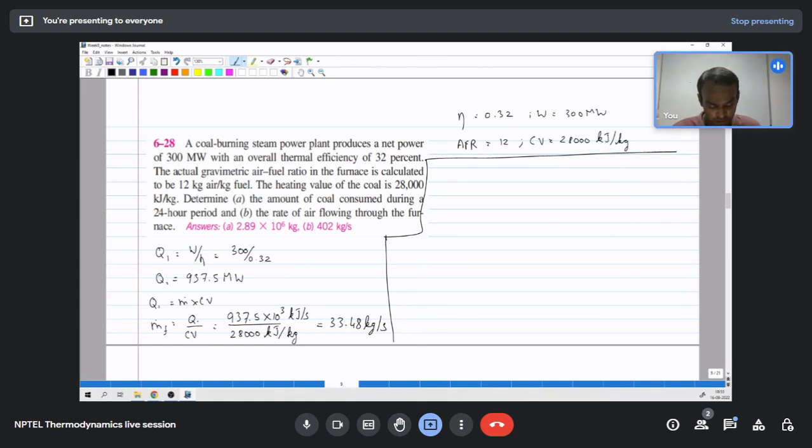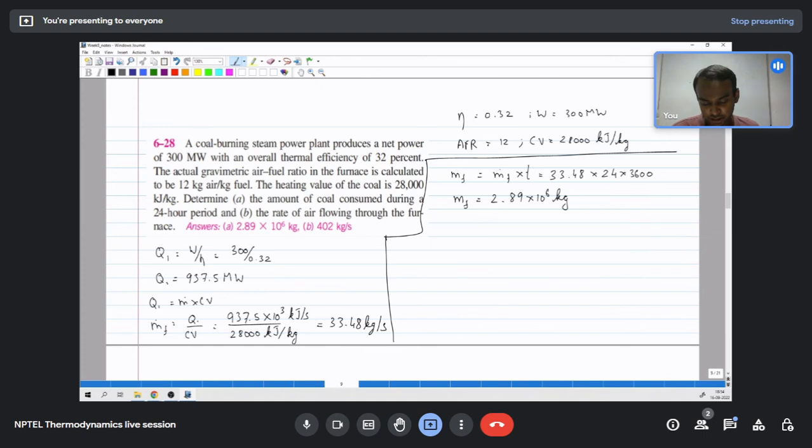So to calculate this for 24 hours, we have m of fuel equal to m dot of fuel into time. So m dot of fuel is 33.48. For a 24-hour period, we have 24 into 3600 seconds. So this is 2.89 into 10 power 6 kilogram.